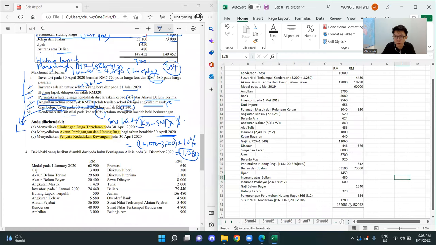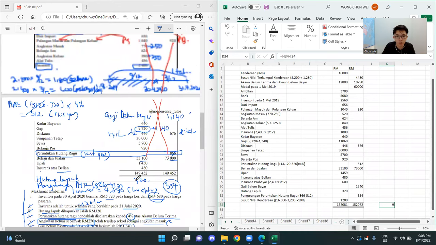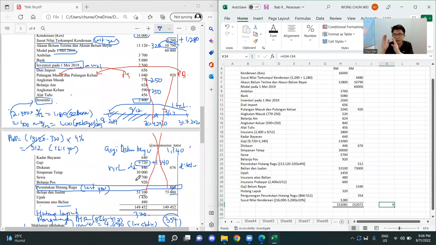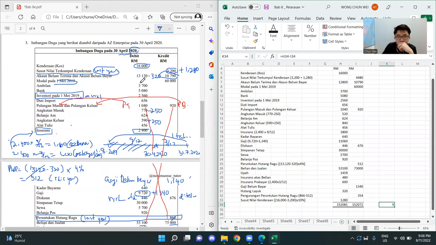Why is there a difference? So let me see what the difference is. So tak imbang, right? Okay, so you check. 9 ringgit of difference. Normally, 9 ringgit of difference means there is a figure error, all right? So that is a figure error I have to check, okay? Maybe sometimes I put 6, 9 as 9, 6 like that. So I have to check properly. Okay, let me double check again.